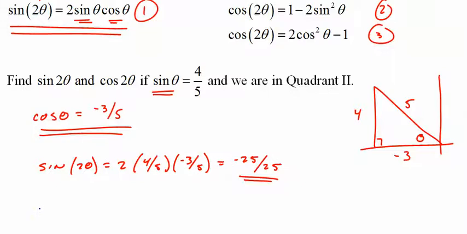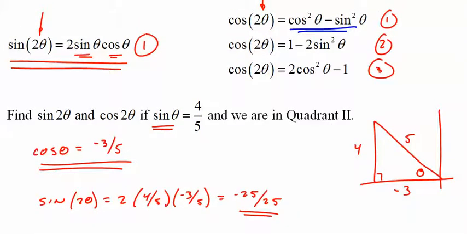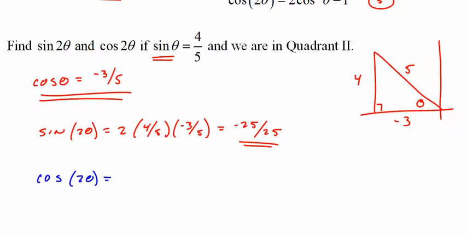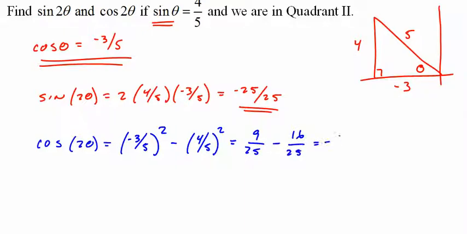For cosine of 2 theta, the formula is easy enough to use, but just the fact that there's more than one seems confusing. So we're going to use the top one, cosine squared minus sine squared, and I'll try and show you how it doesn't matter. So that would just simply be negative 3/5 squared minus 4/5 squared, 9/25 minus 16/25 equals negative 7/25.